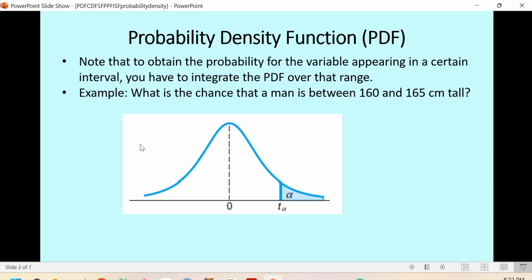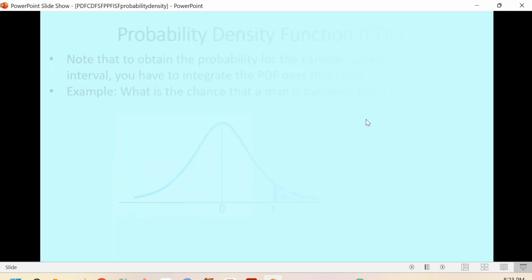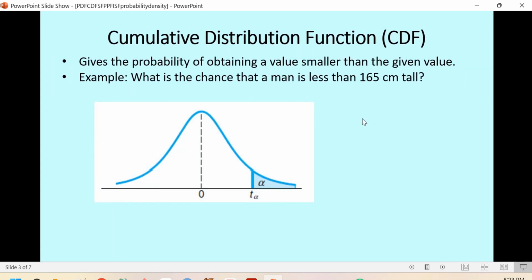So for example, if we want to know what is the chance that a man is between 160 and 165 cm tall? This is the 160 and this is the 165. So we calculate the area or the integral of this density curve between these two values. This is the shaded area between two values, like this. So this is the probability from a density curve, the probability density function. And this is the very basic notion and also is the basis for other notions.